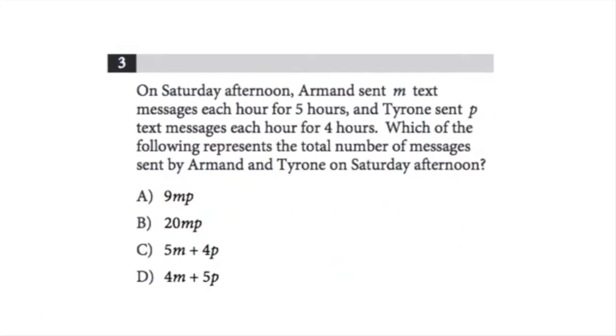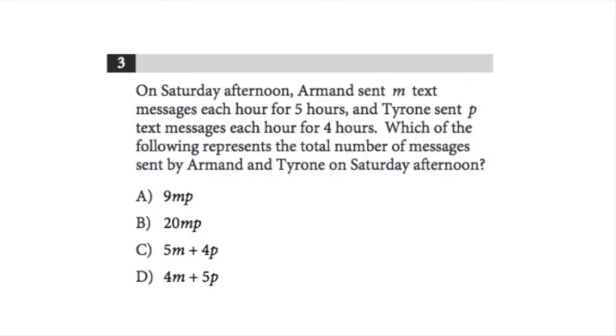And I would love it, Juliana, if you would read question number 3 for us, please, loud and proud. On Saturday afternoon, Armand sent M text messages each hour for 5 hours, and Tyrone sent P text messages each hour for 4 hours. Which of the following represents the total number of messages sent by Armand and Tyrone on Saturday afternoon?